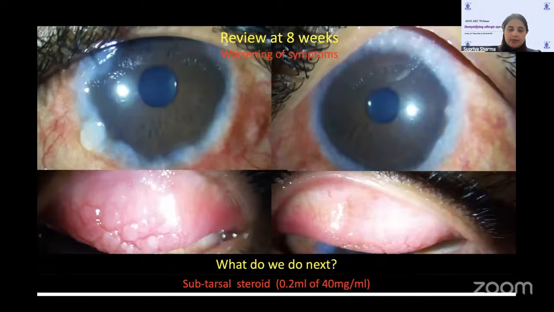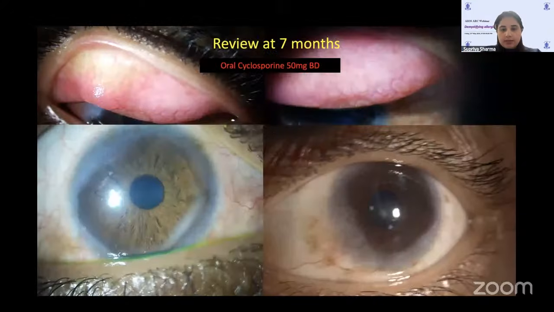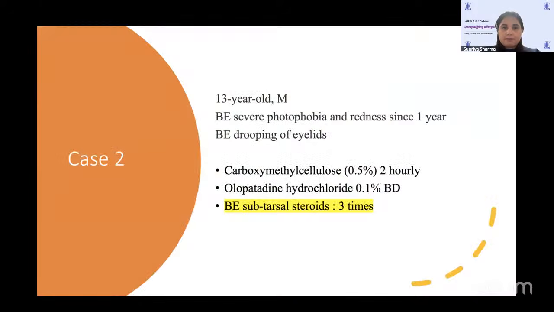So at this visit, we planned a subtarsal steroid in both eyes in the upper tarsal conjunctiva, and the patient was also started on oral cyclosporin thereafter. And this is the picture at 7 months. Here we see that symptom-wise, the patient was doing well. The surface inflammation is also reduced and the giant papillae have regressed.